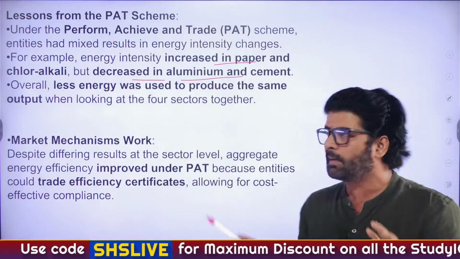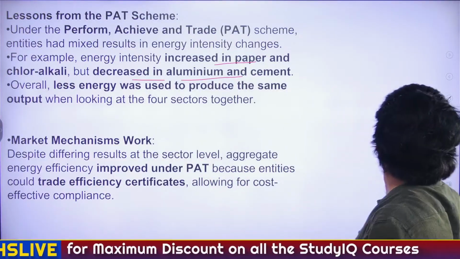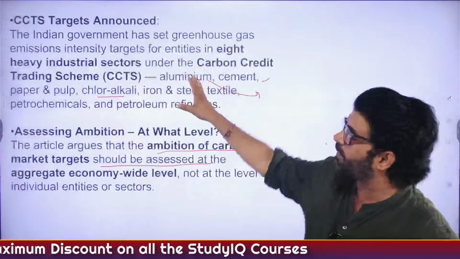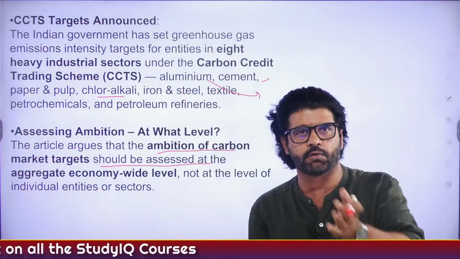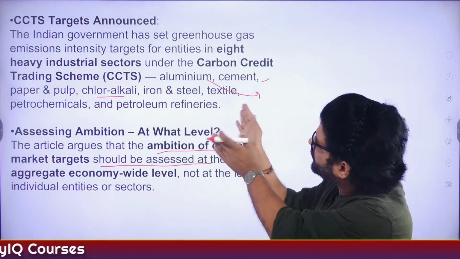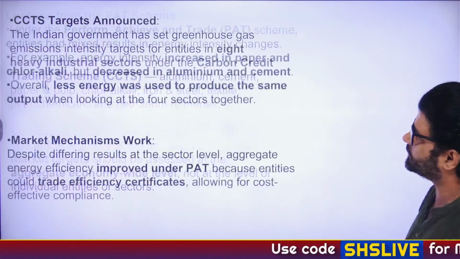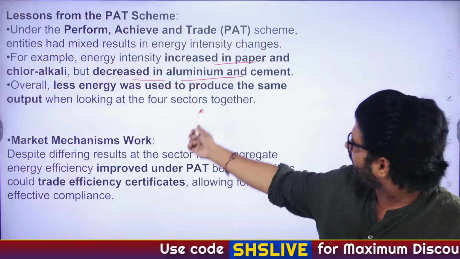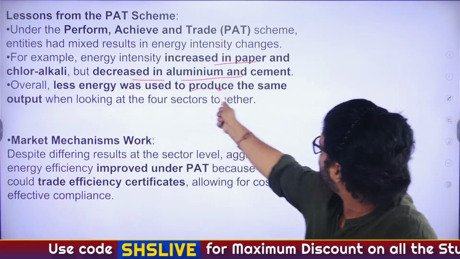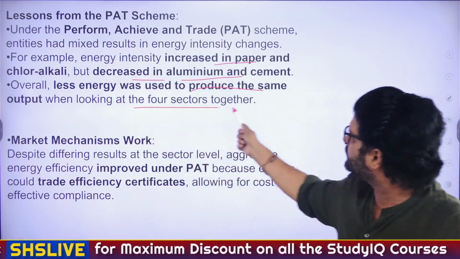So it was okay. But now things will not be okay because here the carbon emission target is there, unlike PAT where they were focusing on energy. So here again, they are focusing on each and every sector individually. So these two authors are not agreeing with this. They are saying that, and again, overall less energy was used to produce the same output when looking at the 4 sectors together.